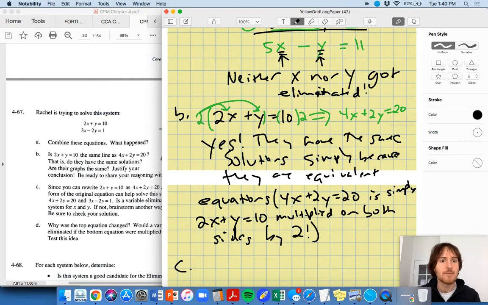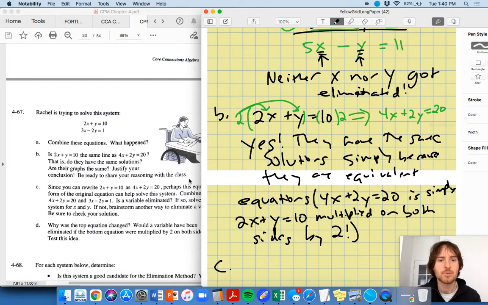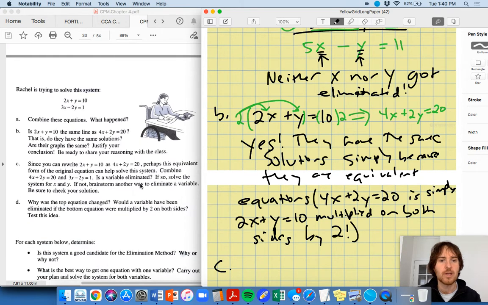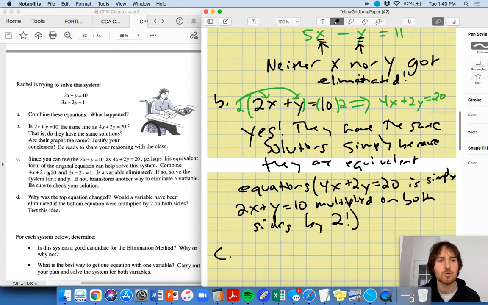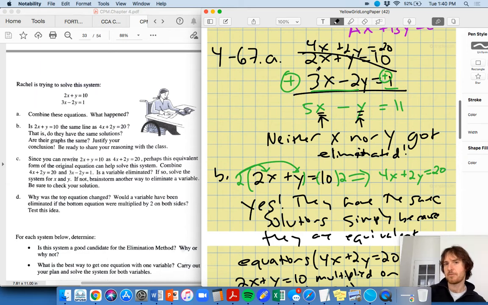We'll go to C here. Since you can rewrite 2x plus y equals 10 as 4x plus 2y equals 20, okay, we discussed this as a class. Perhaps the equivalent form of the original equation can help us solve this system. So they're just saying, why don't we just change this to 4x plus 2y equals 20? And I agree, that's going to eliminate. Look at that: 4x plus 3x is 7x, 2y minus 2y is 0, and then 21 over here.